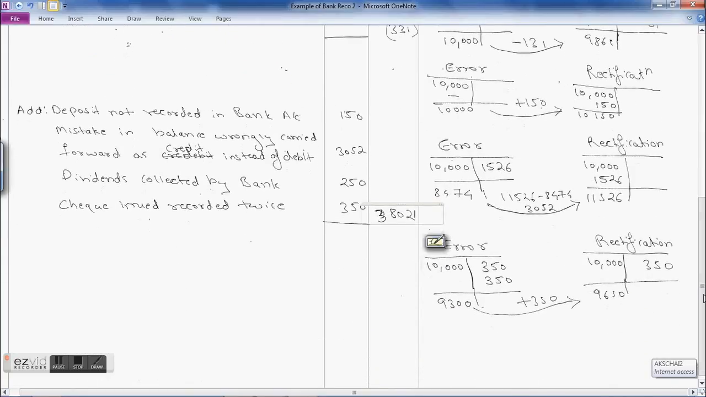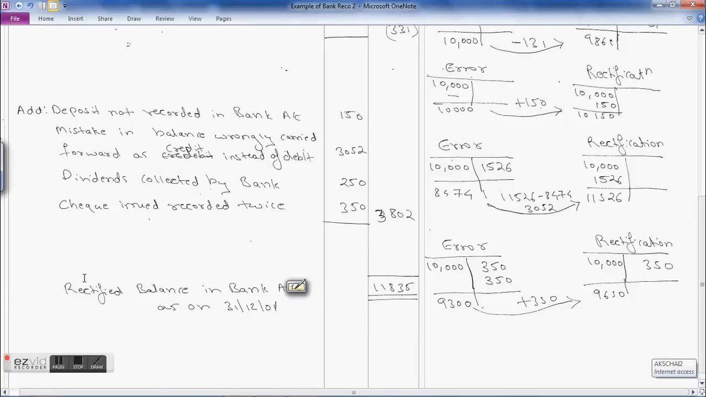So the final total: 8364 minus 331 plus 3802, that will come to how much? 11,835. So that is the rectified balance in bank account as on 31st December 2001. Now this balance we will be using for the purpose of bank reconciliation.